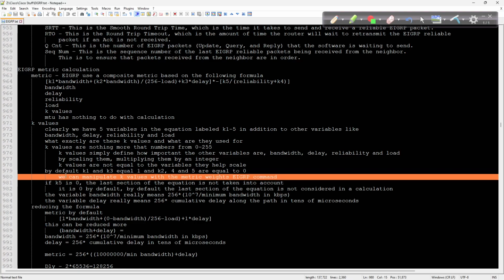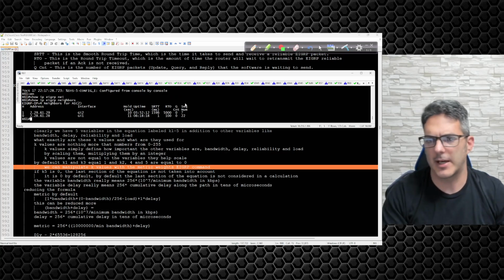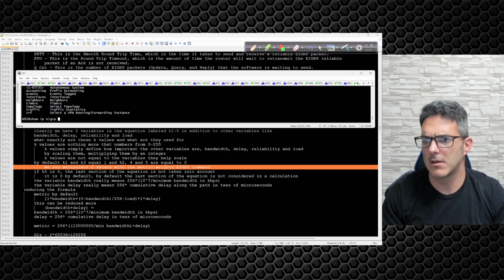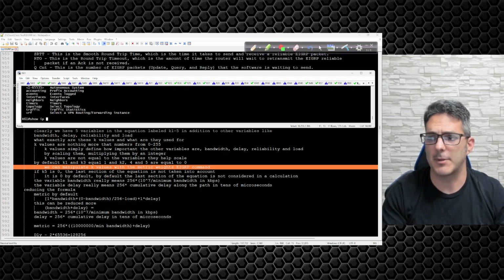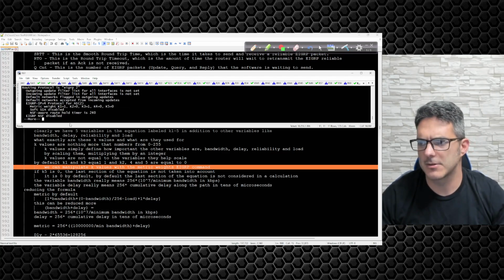We can manipulate the K values with the metric weights EIGRP command. So the idea is this. If I go through and adjust the K values, and I believe I can, if I do a show IP, is it show IP EIGRP? No. If I do a show IP protocols, it'll show me. Yes. So here we can say K1 and K3 are 1. Now, notice how they are single 1.